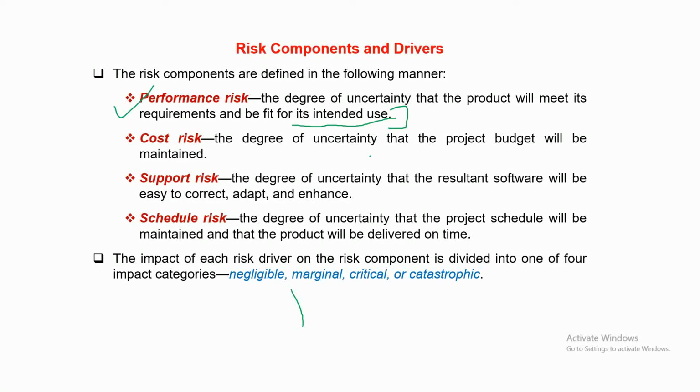Support risk. Support risk is basically, we have seen three kinds of support activity. One is where we correct the software that you have developed, and if there are any errors in that, the corrective maintenance, the corrective support. Second one is adaptive support. We have seen adaptive means the changes required in your software to adapt it to the current environment, current statutory requirements. It is not to correct the errors.